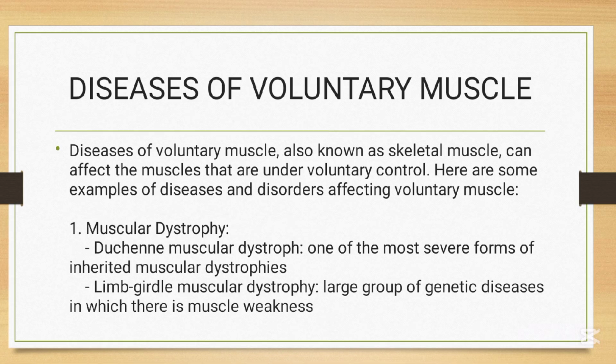Now the next topic is diseases of voluntary muscle. Diseases of voluntary muscle, also known as skeletal muscles, can affect the muscles that are under voluntary control. Here are some examples of diseases and disorders affecting voluntary muscle. For example, number 1, muscular dystrophy. Duchenne muscular dystrophy, one of the most severe forms of inherited muscular dystrophies. Limb-girdle muscular dystrophy, a large group of genetic diseases in which there is muscle weakness.